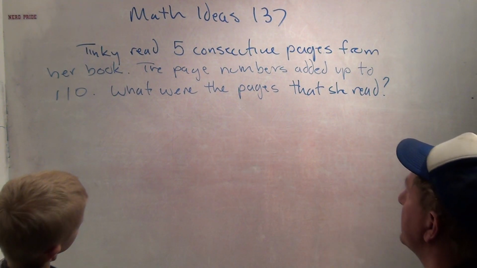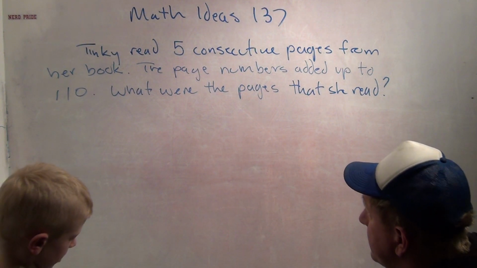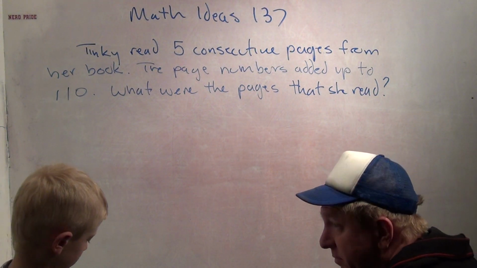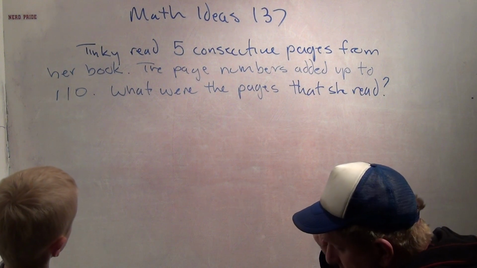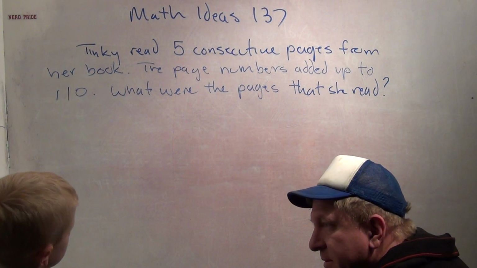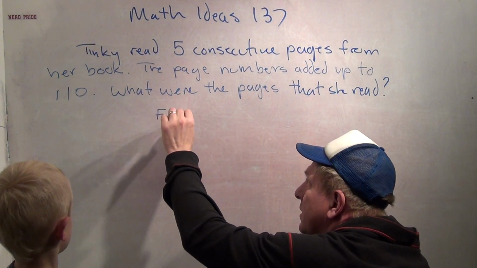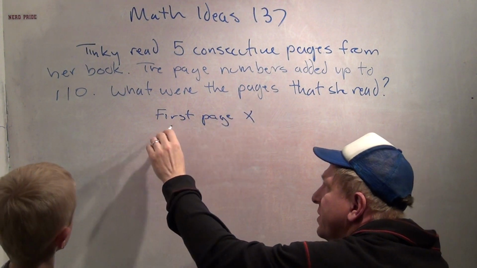Okay, so how many pages did she read? She read 5 consecutive pages from her book. And they add up to 110. So actually, I don't think we've ever done a problem like this. Okay, so here's what we're going to do. We're going to call the first page X. Okay? First page is X. What's the next page?